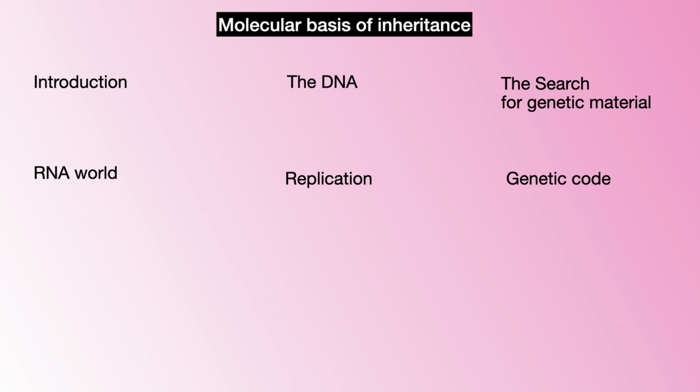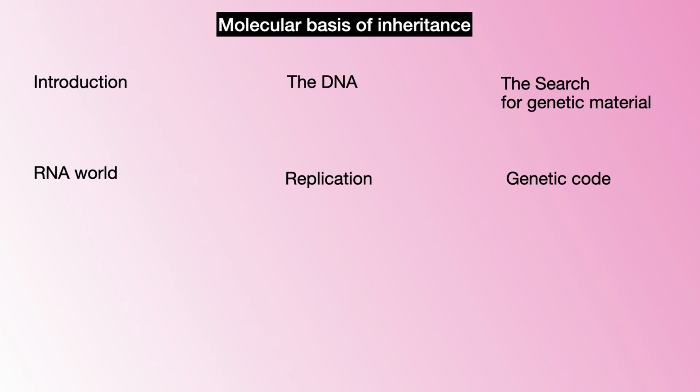The code is nearly universal. For example, from bacteria to human, UUU would code for phenylalanine. Some exceptions to this rule have been found in mitochondrial codons and in some protozoans. AUG codon has dual functions. It codes for methionine and it also acts as initiator codon. UAA, UAG, and UGA are stop or terminator codons.